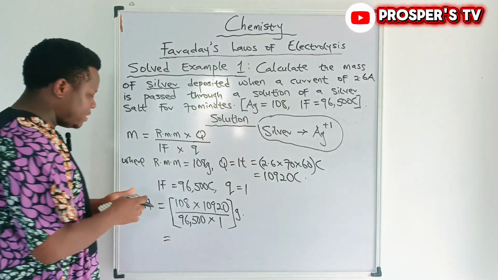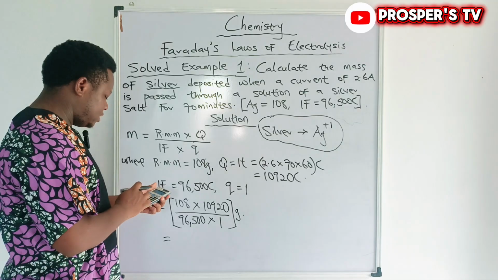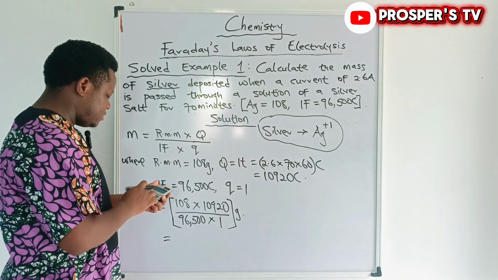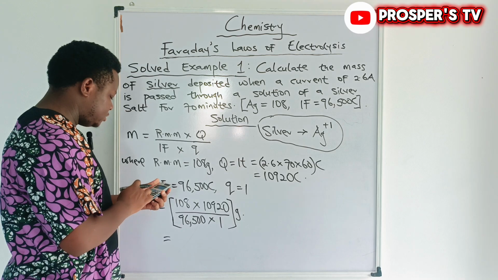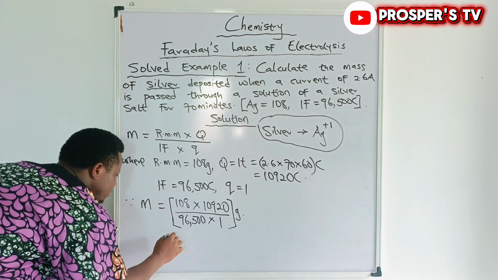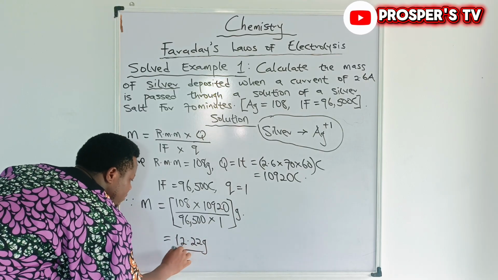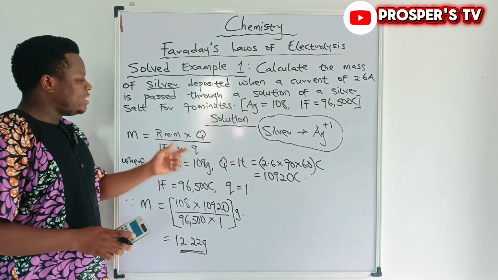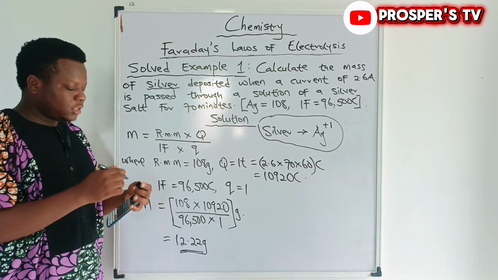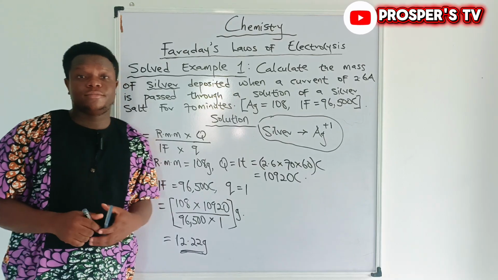So let's punch all of that in our calculator. We have 108 times 10920 divided by 96,500. And that gives us a value of 12.22 grams. And that becomes your answer. So when they give you any question like this, the formula would give you the result without wasting your time. So this gives us the solution to this problem. We move to the next question.